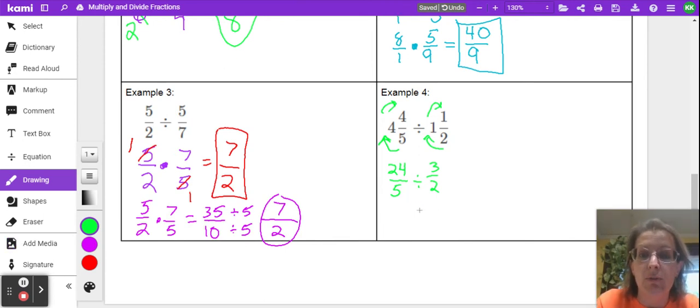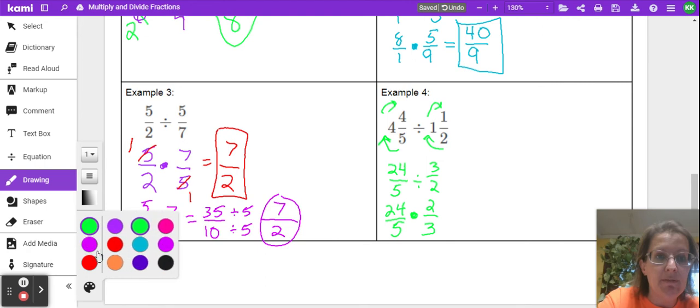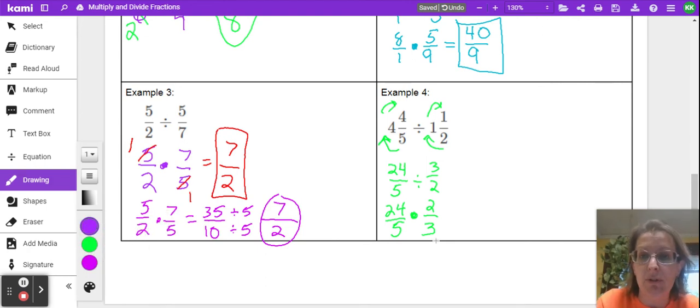Then I'm ready to, notice it looks like we can cross simplify, but we can't because we can only do that with multiplication. We can't do that until we've changed it to multiply. So we get 24/5, copy the first number, change division into multiplication, find the reciprocal, 3/2 will flip to 2/3. So 5 and 2 do not have any common factors. However, 24 and 3 do. So 3 is a factor of both 24 and 3.